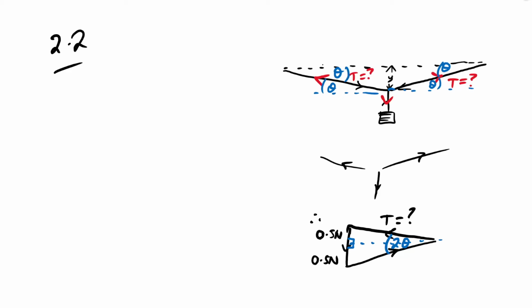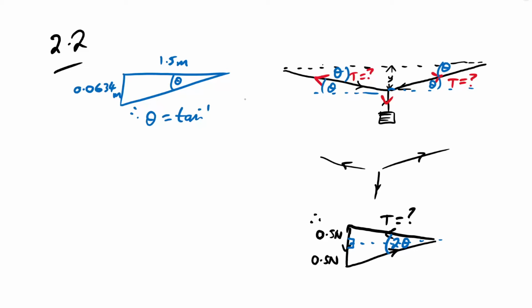So in order to find out this angle, we need to use trig and our distances from earlier. So this was 1.5 meters. This was, what was it, 6.34, so 0.0634 meters. Therefore, theta is going to be equal to the inverse tan, opposite over adjacent. So that gives us an angle of 2.42 degrees. Let's be accurate to begin with.